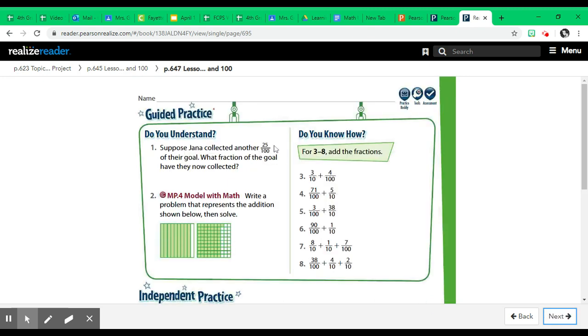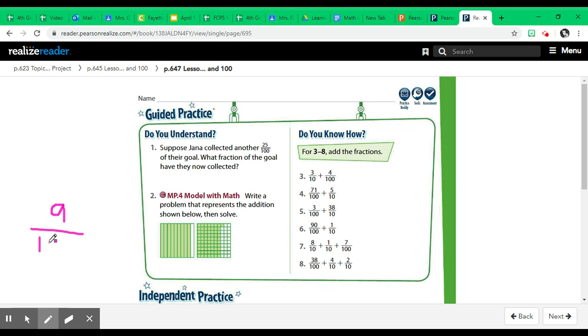We're going to skip number 1 because that goes along with that visual learning, but we're going to do number 2 together. It says, write a problem that represents the addition shown below, then solve. So I want to know what these two pictures are showing. So I can see in my first one, I only have one of these that is not shaded in. That tells me that that is 9/10.